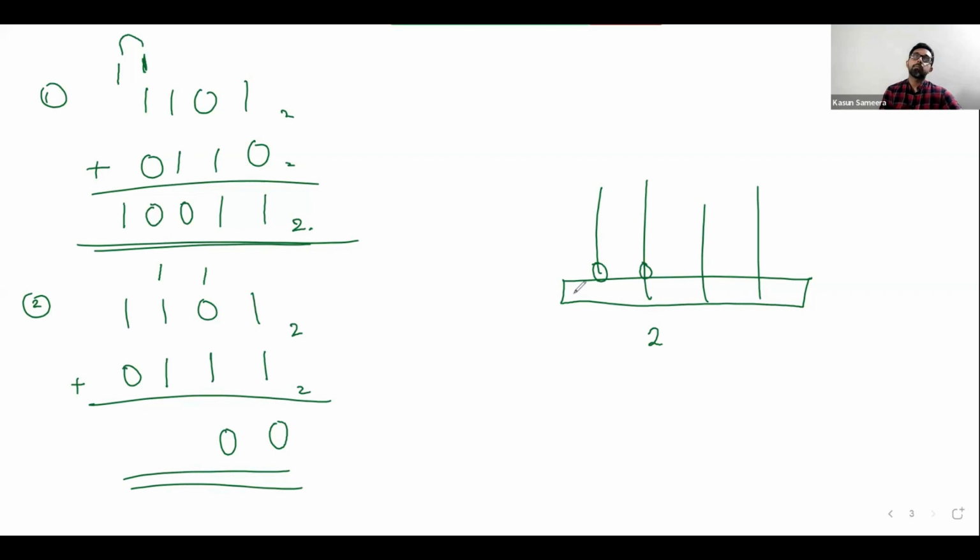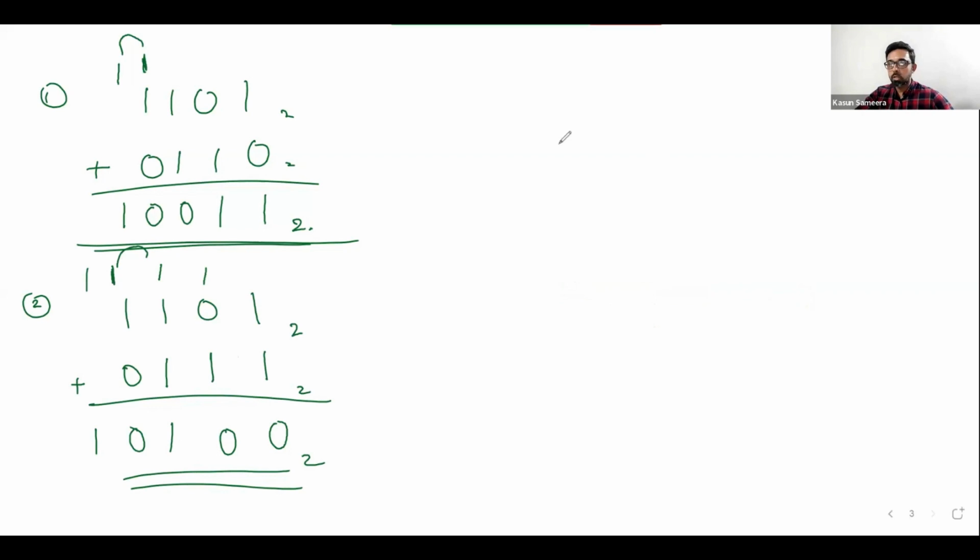Got it? So it will remove 2 ones, and 1 remains. Right, with the 3, I have a 3, then 1 plus 1 again 2, take that one to the next position. The answer is 1 0 1 0 0 base 2. Okay, you don't get any questions like binary addition in your exam, but this will help you to understand the concept. Right, next, conversions.